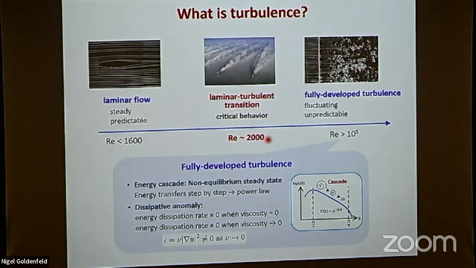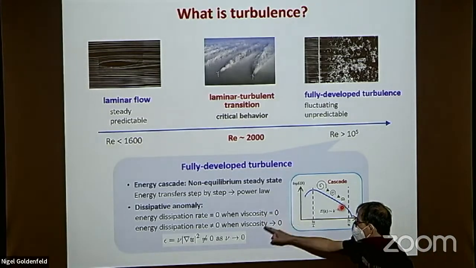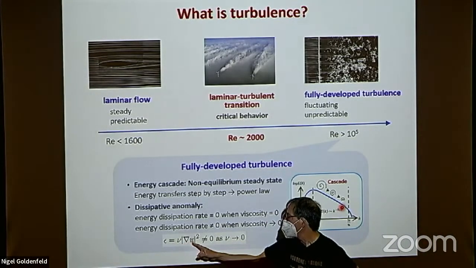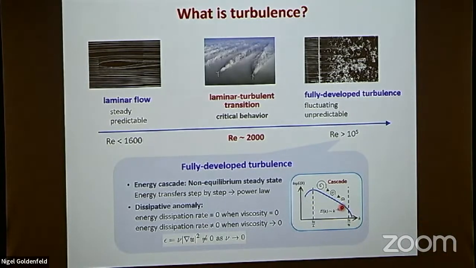Now, as you know, at high Reynolds numbers, we have fully developed turbulence. So we have an energy cascade, a non-equilibrium steady state where energy is pumped in, transfers step by step, scale by scale, and then eventually is dissipated at the Kolmogorov scale down here. And I'm sure you've heard about this, but just in case you haven't, the energy dissipation rate is given by this formula, and it's non-zero as nu tends to zero, as the viscosity goes to zero.